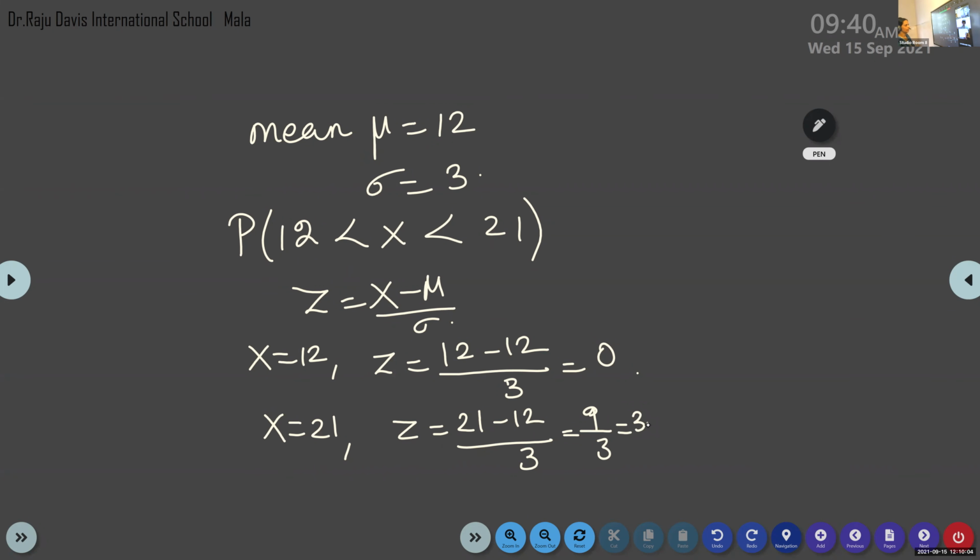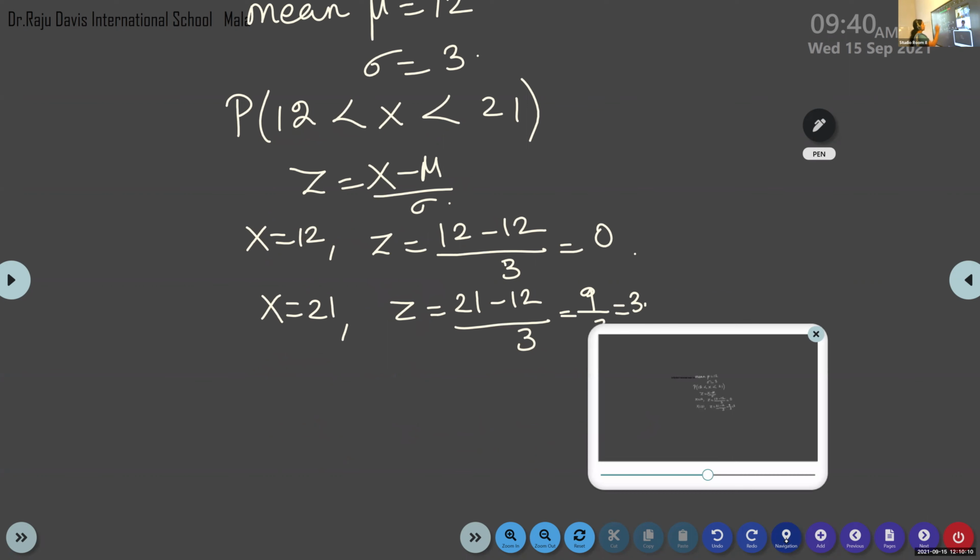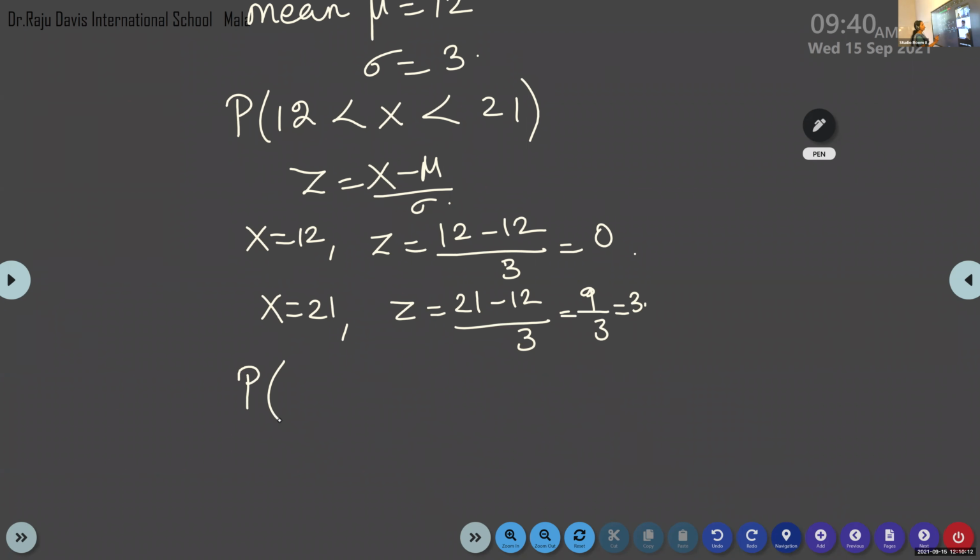It is 3. So we have to find P of 0 less than Z less than 3, which is same as F of 3 minus F of 0. Substitute it and find out the answer. What is the answer?